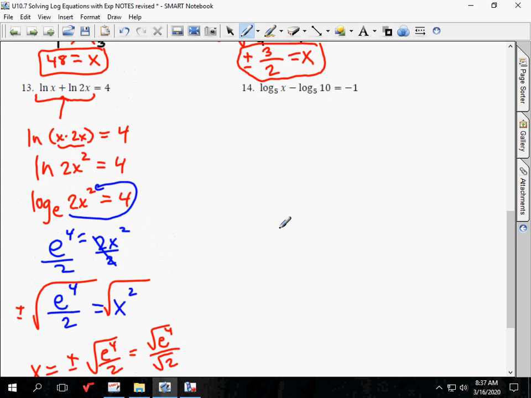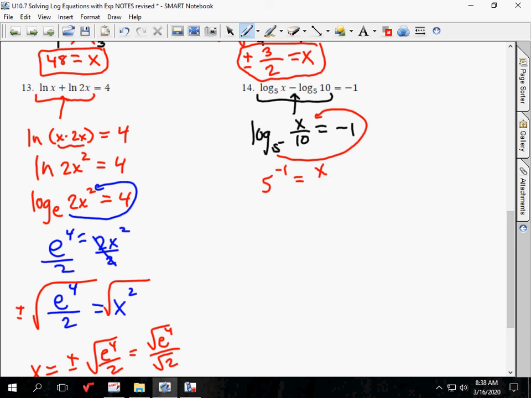All right, so let's do this last one, 14. 2 logs on the same side. Here we have subtraction, so this condenses to a fraction. So x over 10 equals -1. Now we'll go to exponential. So remember, 5 is our base, to the exponent -1 equals x over 10. Now 5 to the -1, we can change that to 1 over 5. Remember, negative exponents, think reciprocal. Move it down to the bottom, make it a positive one.